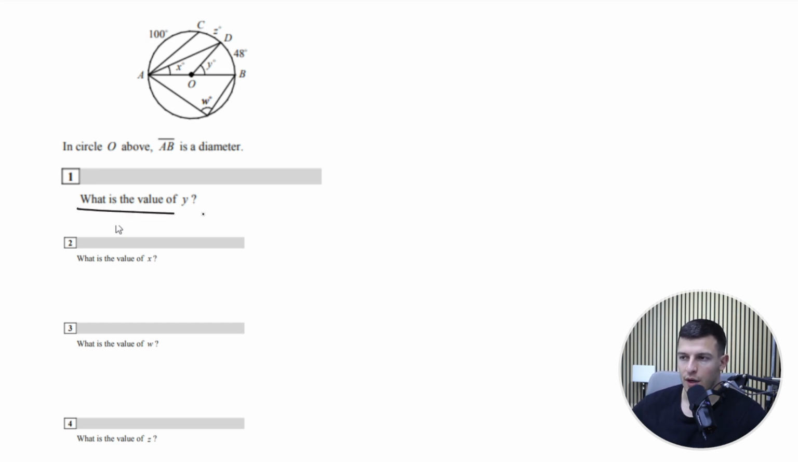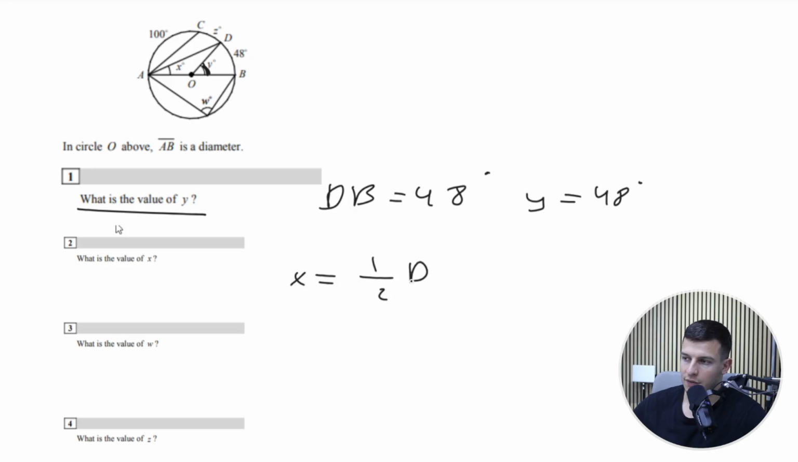In the circle O above, AB is a diameter. What is the value of Y? Where is Y? Y is right here. Now, if you remember what we just talked about, this angle will be the same as the arc angle. So DB arc is equal to 48. So angle Y is also going to be 48. Very simple, just rules. What is the value of X? Now, X is going to be, again, based on this rule, half of DB, or half of Y, which is 24.